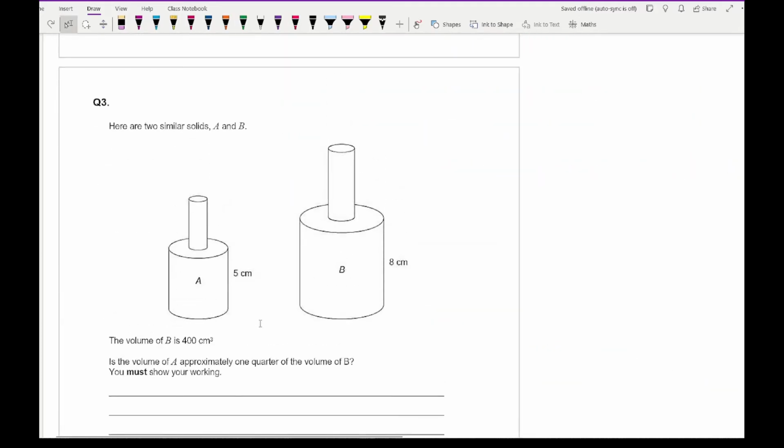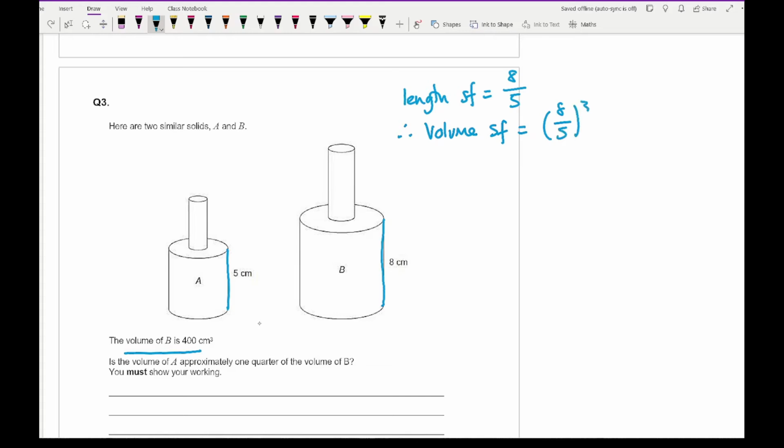Moving on to question 3, it says here are 2 similar solids, A and B. The volume of B is 400 centimetre cubed, and is the volume of A approximately 1/4 of the volume of B? So for this, what we need to do, we need to find out which bits of information have we got on each shape. So we've been given the length of 2 corresponding sides of the 2 solids. So here, the length scale factor is going to be 8 over 5, which therefore means that the volume scale factor, and the reason why I'm looking at the volume is because that's the information that's been given, the volume scale factor is going to be 8 over 5 cubed.